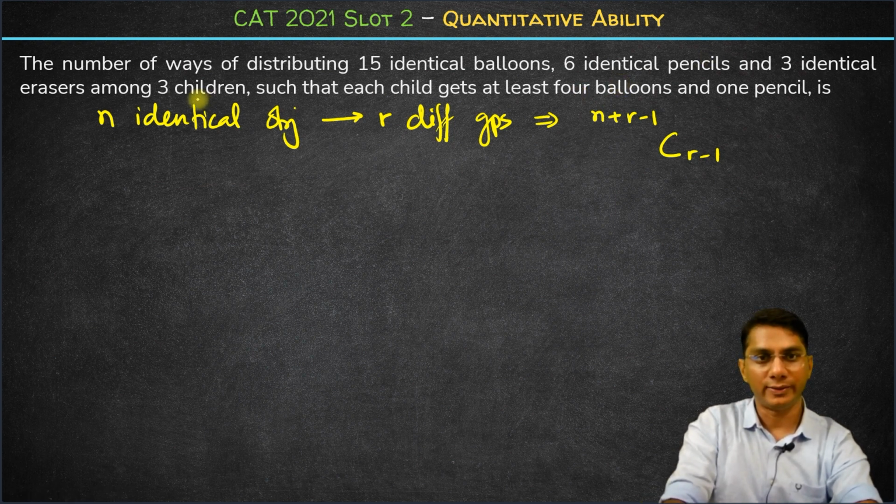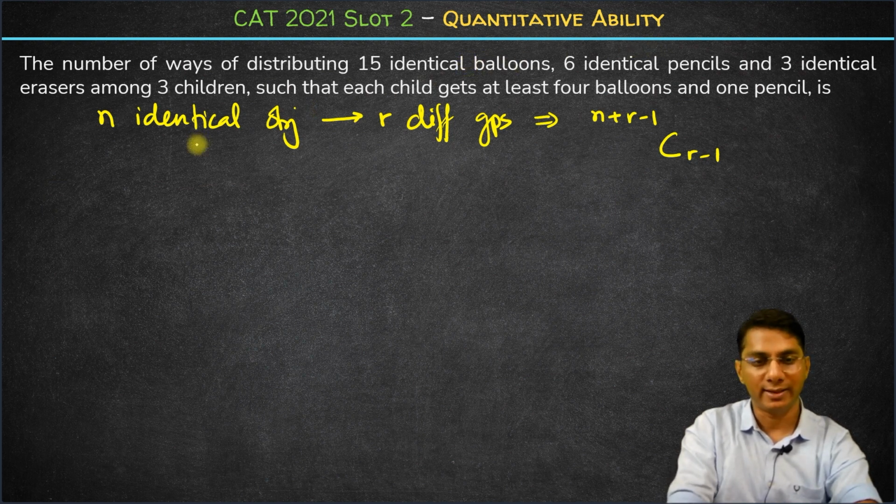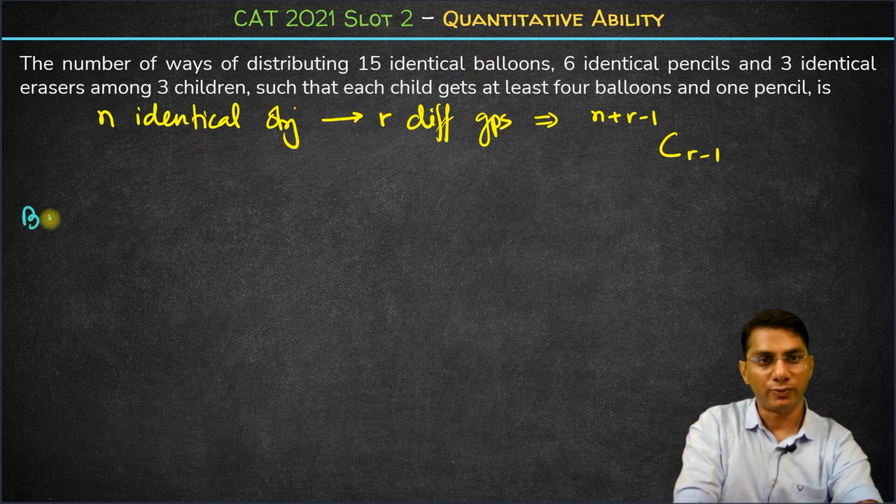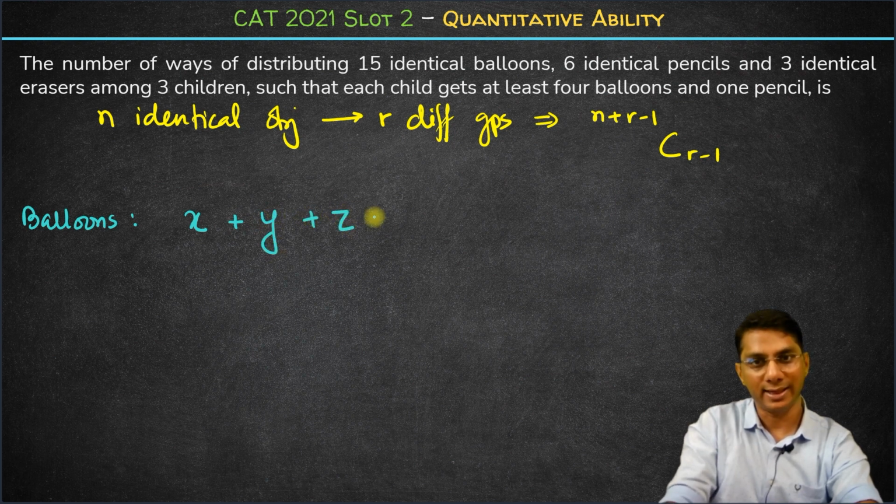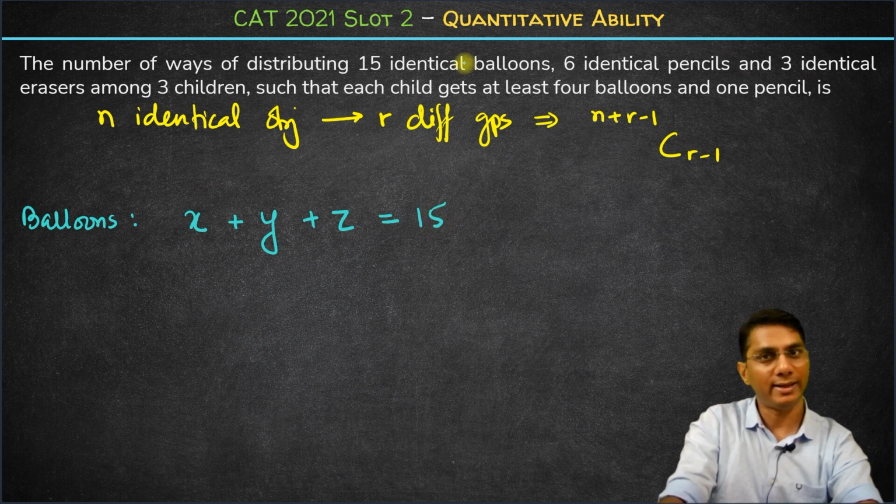So there are 3 children, right? And we have to distribute balloons, pencils as well as erasers. So let's start with balloons first. Let's say the number of balloons received by the first child is X, by the second child is Y and the third child is Z. This total should be equal to 15 balloons. These are all identical and the groups are all different.